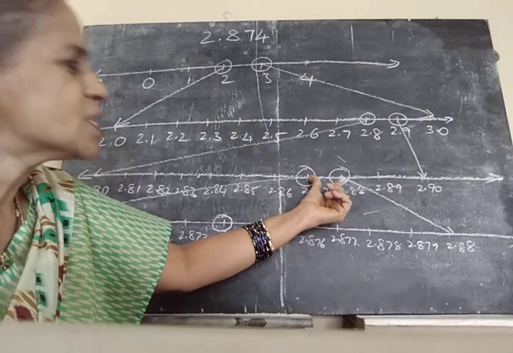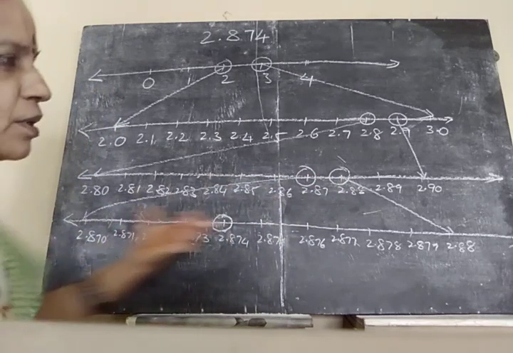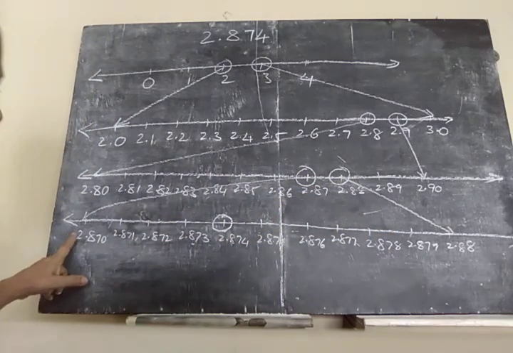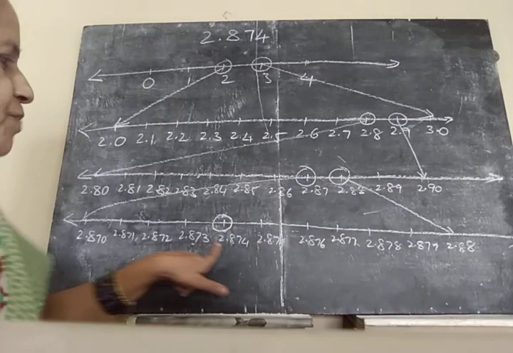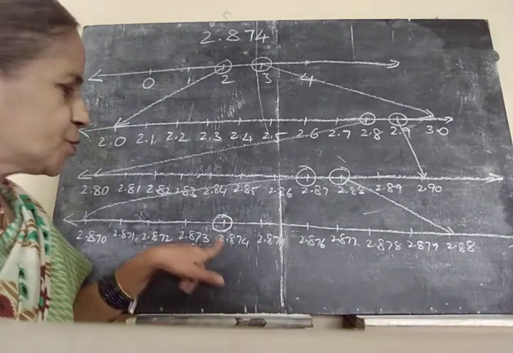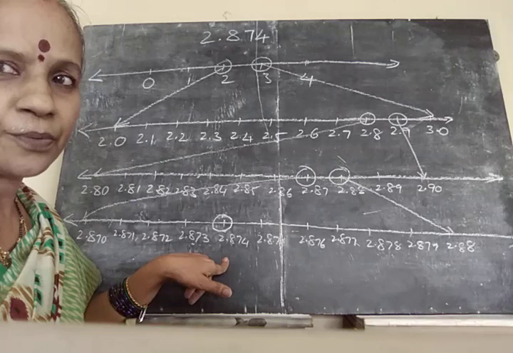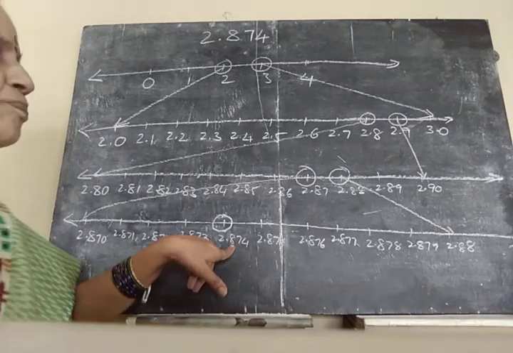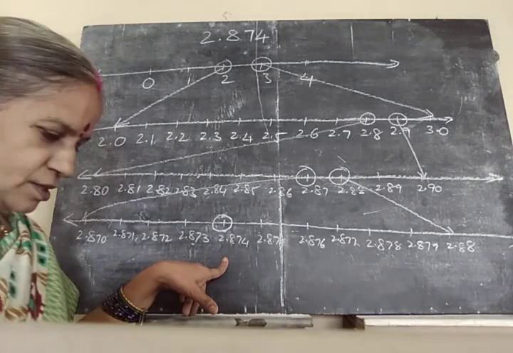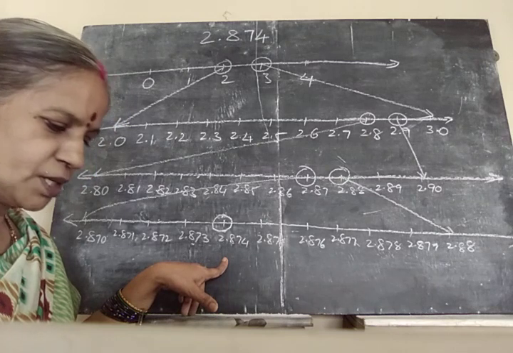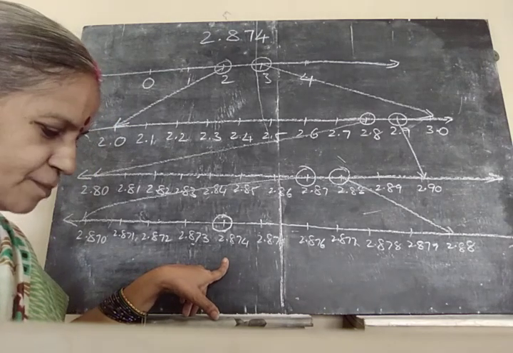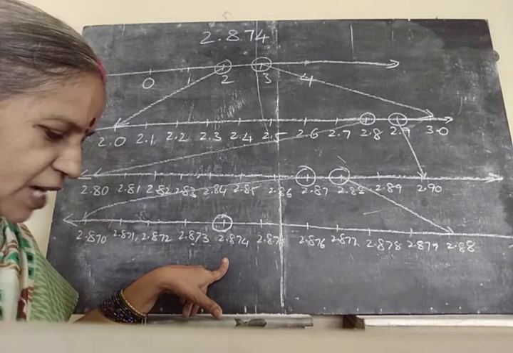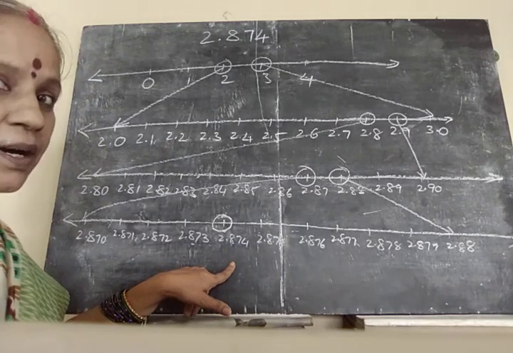So then this part again you have to expand. Now 2.870 and this is 2.88. In between here this is the position of 2.874. So like that you have to represent by using the successive magnification. Understood, children?